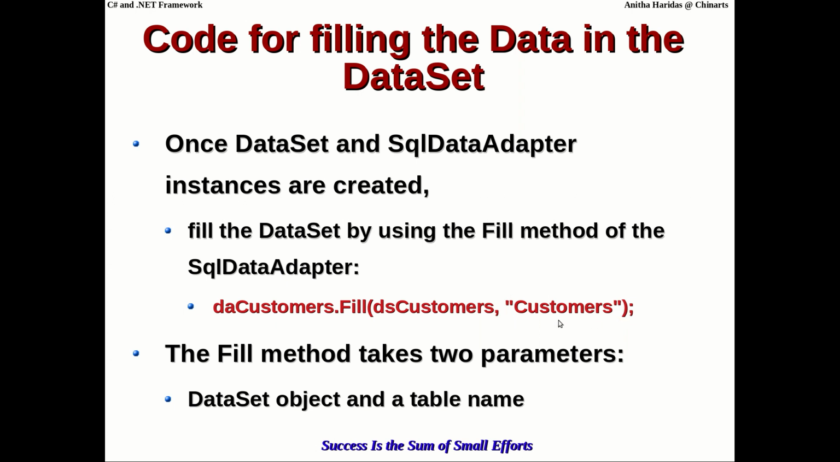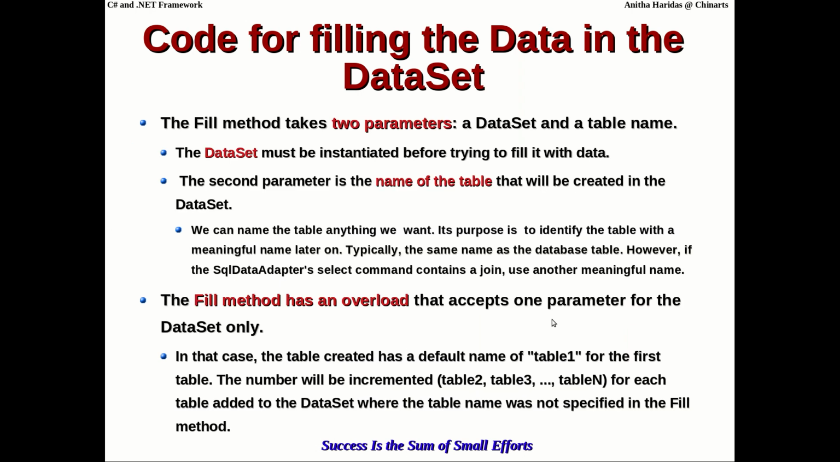So this second parameter need not be the exact table name that is available in the database, you can have your own table name, because you may be using joins in the select command. So you can use any meaningful name as the second parameter. That is the interesting part of data set.